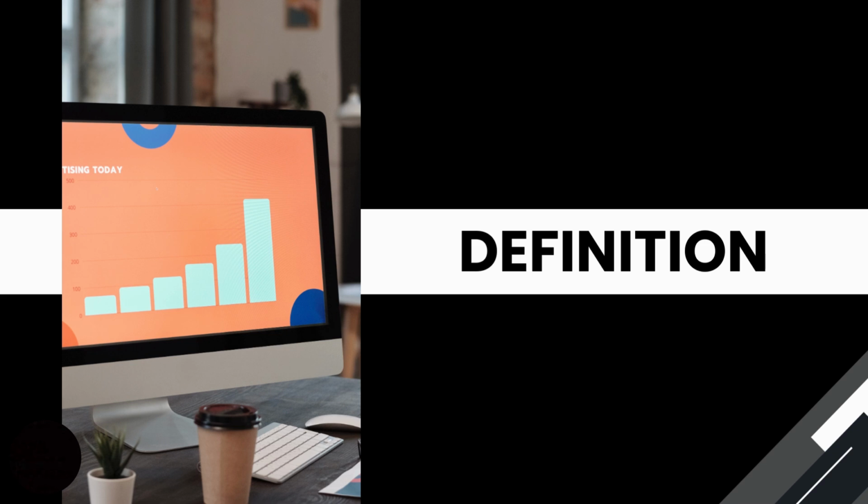Example, a quality control inspector can use a check sheet to track the number of defective items produced in each shift over a week. Next is control chart, a tool used to monitor process variation over time and distinguish between normal, common cause, and special cause variation.